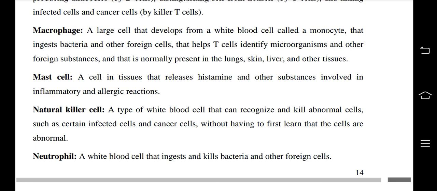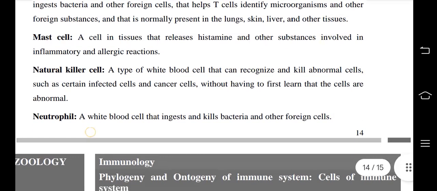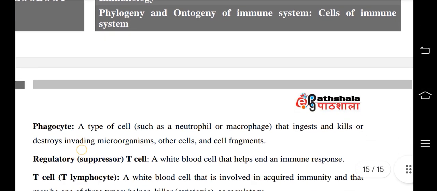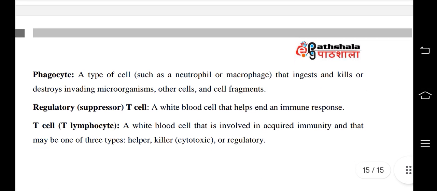Mast cell: a cell in the tissue that releases histamine and other substances involved in inflammatory and allergic reactions. Natural killer cell: a type of white blood cell that can recognize and kill abnormal cells such as certain infected cells and cancer cells without having to first learn that the cells are abnormal. Neutrophil: a white blood cell that ingests and kills bacteria and other foreign cells. Then phagocyte: a type of cell such as a neutrophil or macrophage that ingests and kills or destroys invading microorganisms, other cells and cell fragments.